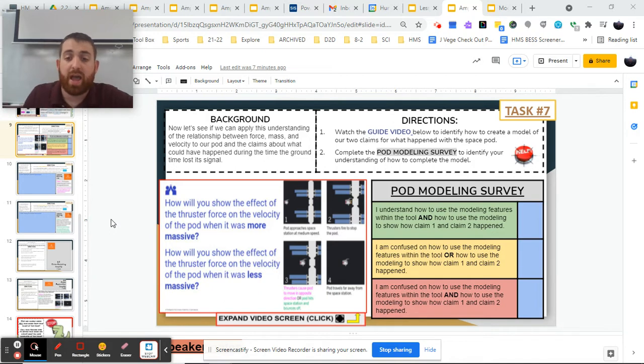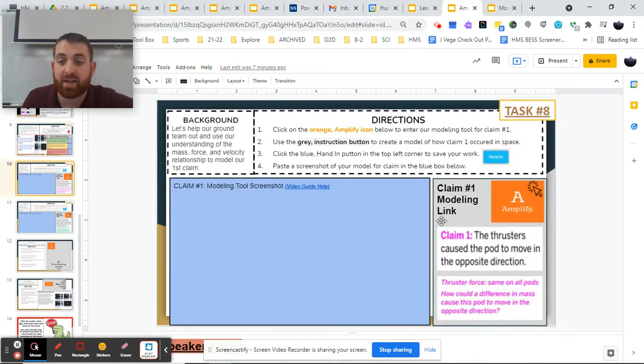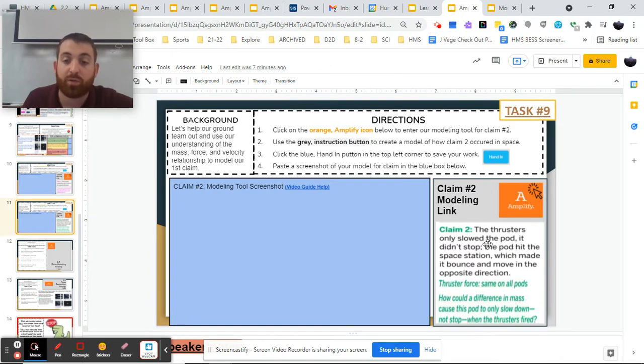So today we're going to be looking at understanding how to use our modeling features within the tool to show this relationship between force, mass, and velocity, and how to use the modeling tool to show both claim 1 and claim 2 are happening out in space. Hopefully, as we break these things down, you're then going to be able to go into task 8 and use the modeling tool to show claim 1 happening in our tool and paste a screenshot of what you did, along with going then into task 9 and doing the same thing, but for claim 2, showing claim 2 happening in space using our modeling tool and pasting that screenshot of what you did in the modeling tool.